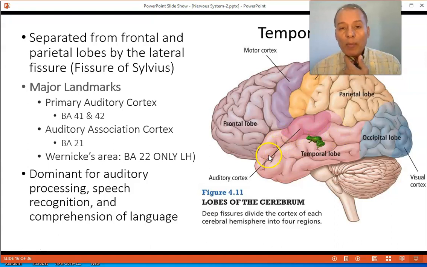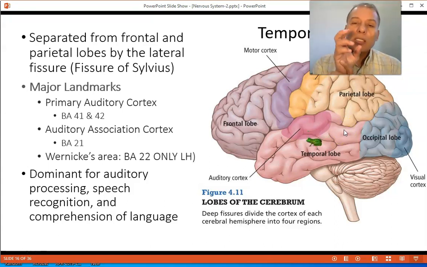On the same temporal gyrus, the superior temporal gyrus, the posterior segment of the superior temporal gyrus behind the primary auditory cortex is called Wernicke's area. Wernicke's area is Brodmann area number 22, and it's only found in the left hemisphere. What are the functions?